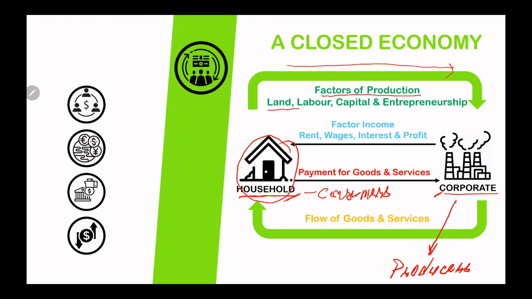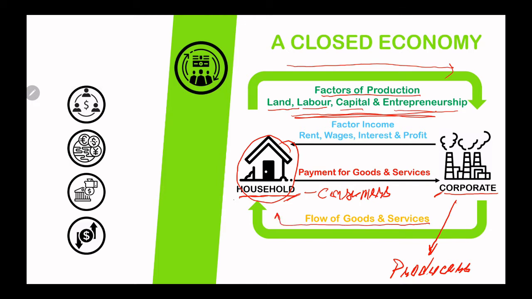The household provides the land, the labor, the capital, and some of them become entrepreneurs, so they contribute entrepreneurship to the corporate sector. In return, the corporate sector, by processing these factors of production, manufactures goods and provides services. So the flow of goods and services takes place from corporate to the household.